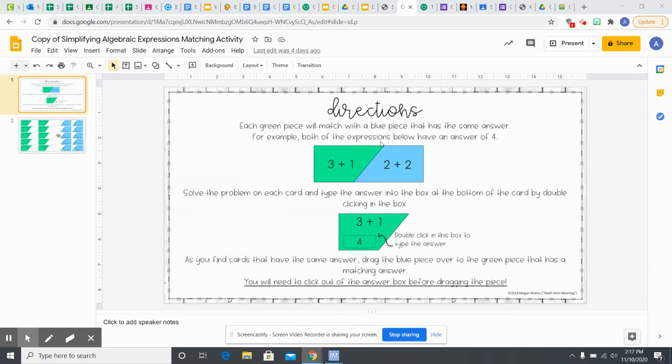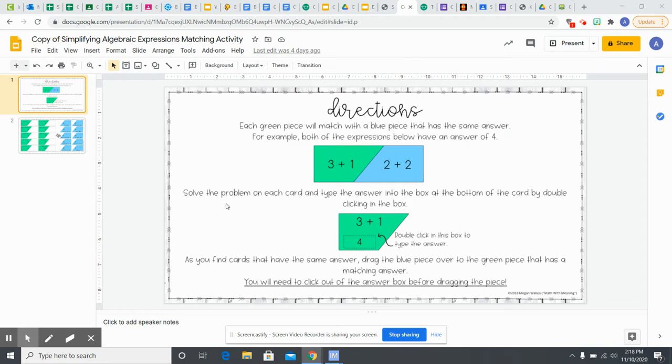So for example, both of the expressions below has an answer of 4. So this green piece that they use as an example is 3 plus 1, which equals 4, and the blue piece is 2 plus 2, which also equals 4. So that's why they both match together, because they have the same answer.